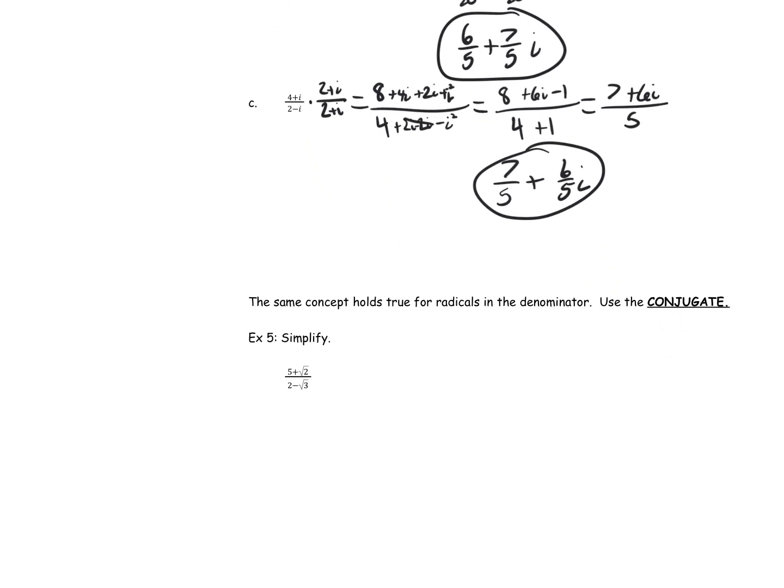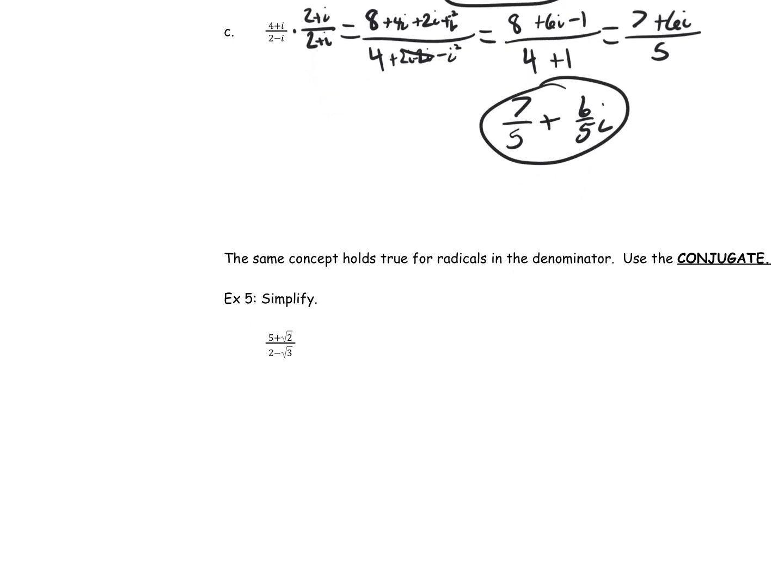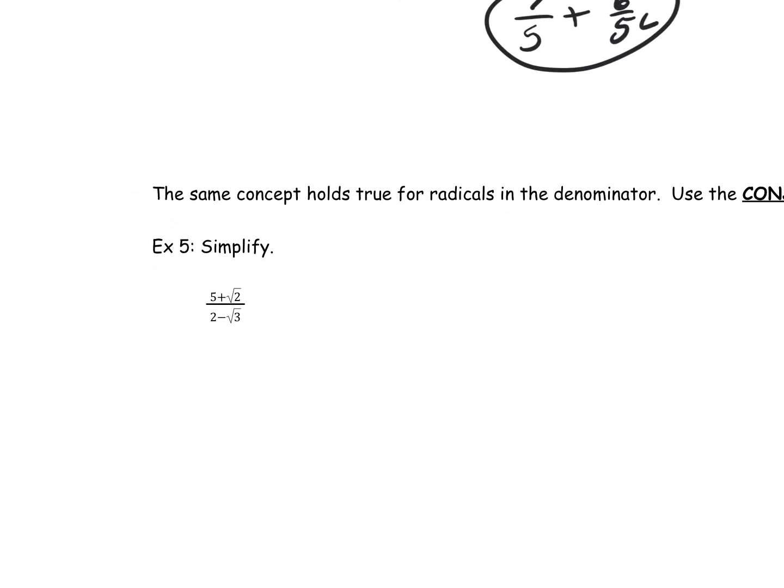Now, the same concept holds true for radicals in the denominator. Instead of the complex conjugate, we're just going to use what we call the conjugate. Okay, so the same idea applies. We cannot have square roots in the denominator. So we're going to multiply this 5 plus the square root of 2 over 2 minus the square root of 3 by the conjugate of 2 minus the square root of 3, which is, again, all we're doing is changing from minus to plus. So 2 plus the square root of 3 over 2 plus the square root of 3.